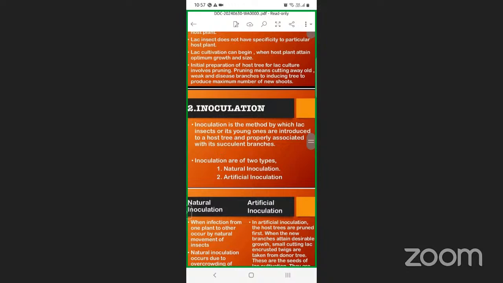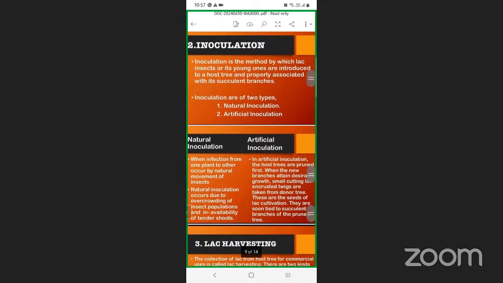Sometimes this process in forests happens naturally. The tribal people collect this lac as their livelihood, and they live on selling that particular lac. Artificial inoculation is also there, so we will see the two types of collecting of lac, like natural inoculation and artificial inoculation.